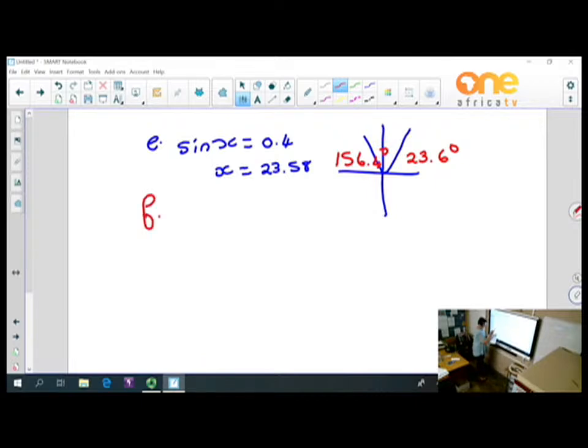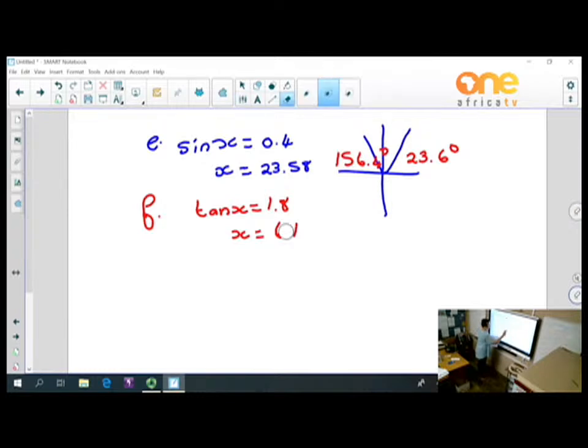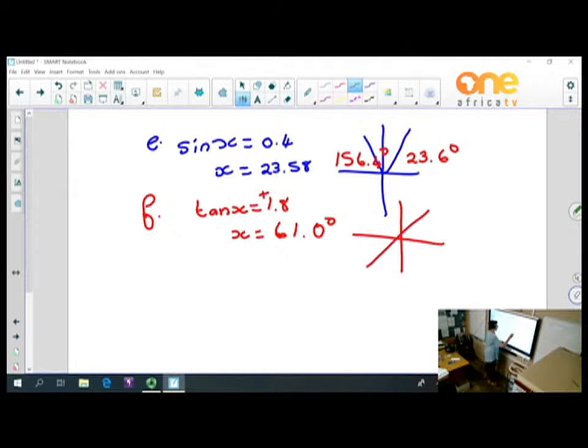Number F. Tan x is equal to 1.8. Second function tan, what is the key angle here? 61.0 degrees. I've rounded it there. Where is tan positive? There's the positive in those two quadrants. So that's why this one is 61.0 degrees, and this one is then 180 plus theta, so it's 240.9 degrees. That's my final solution there.